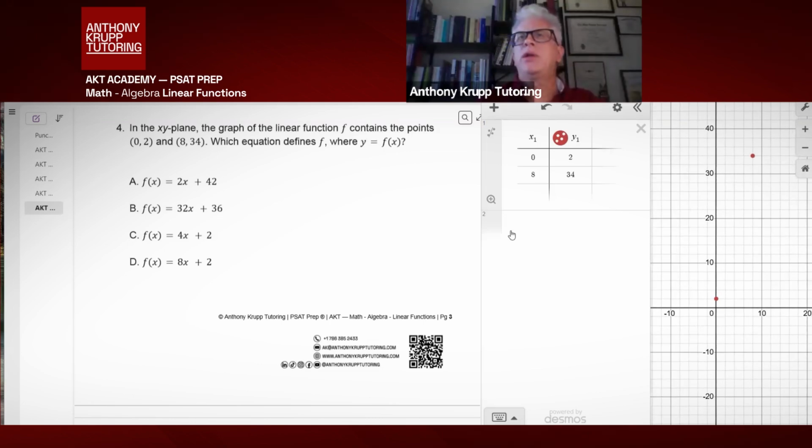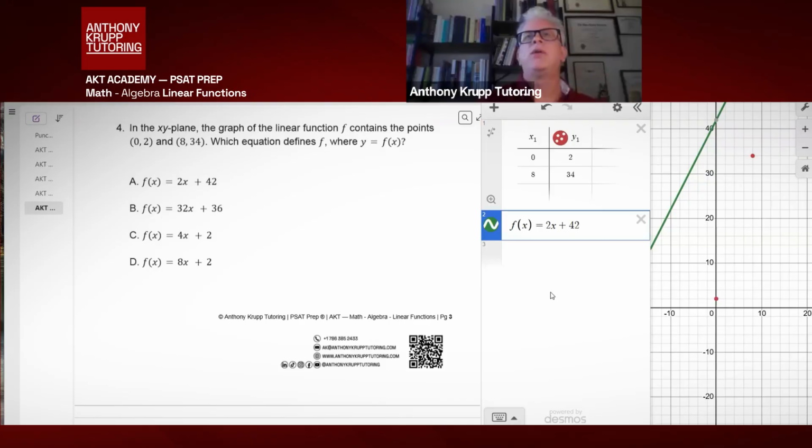In other videos, we created these regression things. I want to try something slightly different. I want you to see something that's even a little faster. Take a look at A, which says f of x is equal to 2x plus 42. Cool. Does that look right? Does that look like that's on the line? No, it doesn't. That means A is wrong. Get rid of it.